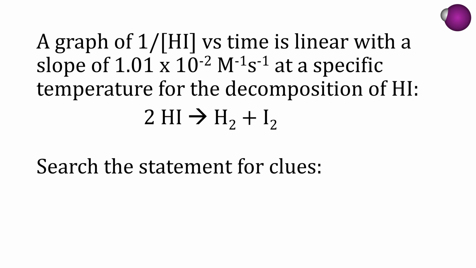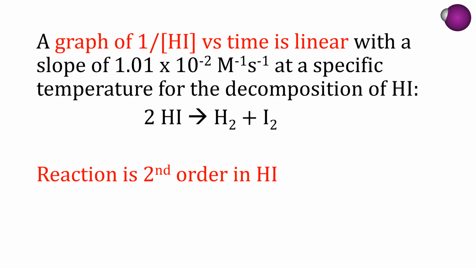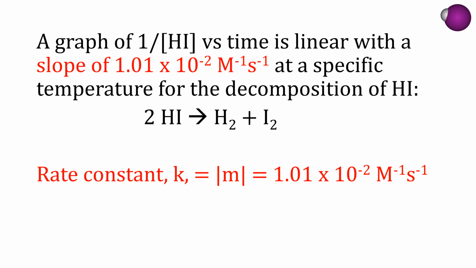Our first step in solving this problem is to search the statement for clues. Our first clue is that a graph of 1 over HI versus time is linear. That indicates to us that the reaction is second order in HI, our reactant. The second clue is that the slope is 1.01 times 10 to the negative 2 inverse molarity inverse seconds. We know that our rate constant K is equal to the absolute value of our slope. Therefore, K is equal to 1.01 times 10 to the negative 2 inverse molarity inverse seconds.